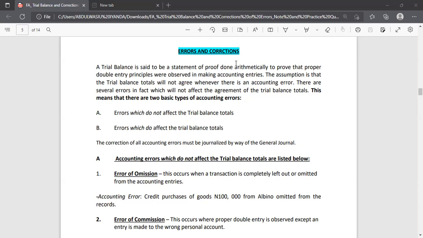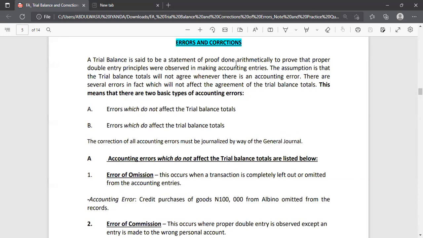And don't forget that there are 5 elements of financial statement. I keep on saying that every class, maybe to the end of this class, that is when I will stop. We have 5 elements of financial statement: assets, expenses, liability, equity, and income.